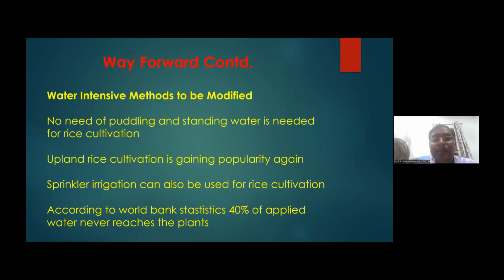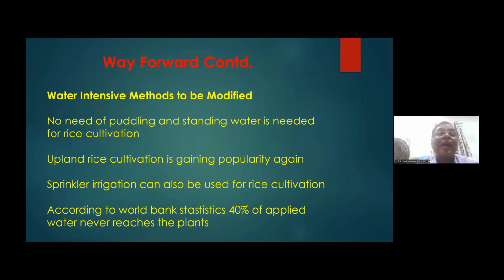According to World Bank stats, which I was referring to, 40% of applied water never reaches the plants. This is the problem. We have to save a lot of water from irrigation, because we are using a lot of groundwater in irrigation. There we save, and then we can increase the water table, and then rivers also can get their base flow. When there is a dry season, this groundwater will contribute to the rivers.